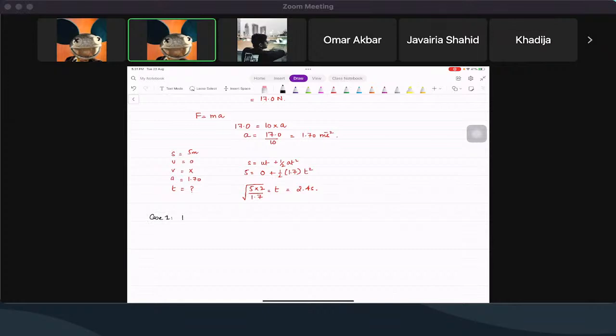Case 1 is when two bodies are connected with an inextensible string. Now, suppose there is one body like this, there is another body like this.